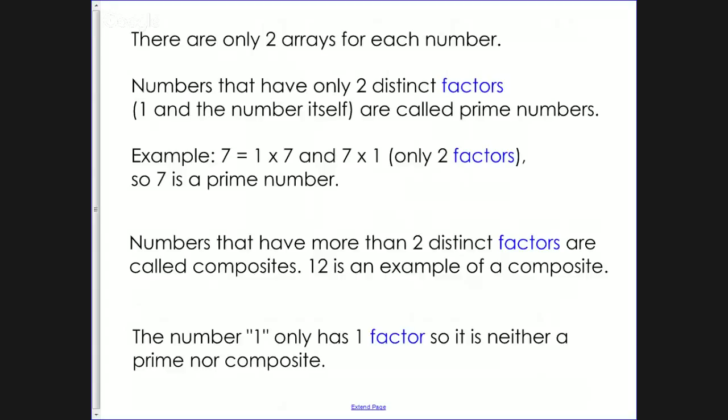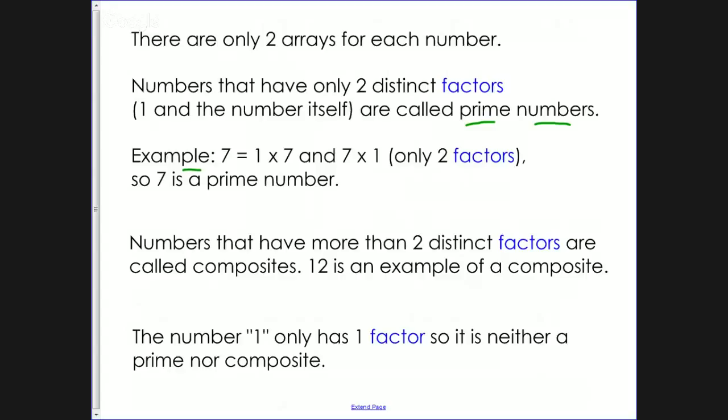So there are only 2 arrays for each number. Numbers that have only 2 distinct factors, 1 and the number itself, are called prime numbers. So this is, again, another definition that I suggest you put into your math survival guide, which is prime numbers. And you can use the example they've given you here, which is 7 is a prime number because only 1 times 7 and 7 times 1. The number 7 only has 2 factors, so 7 is a prime number.